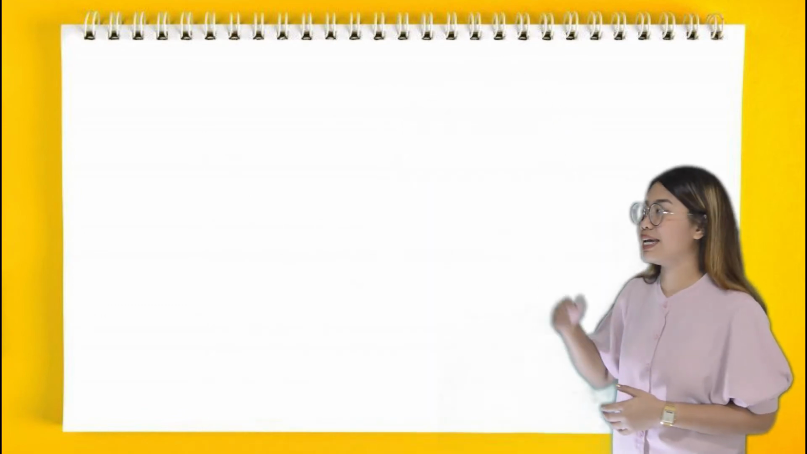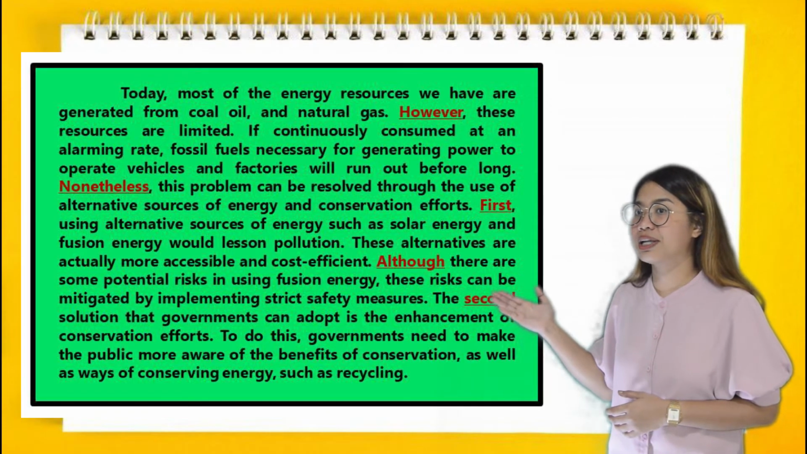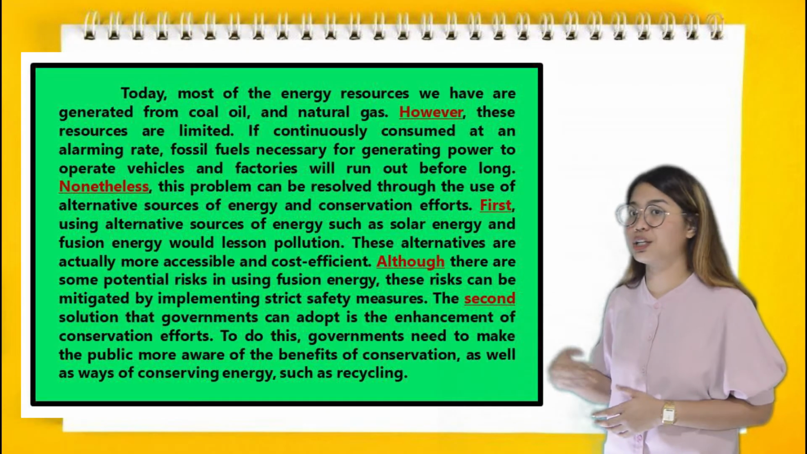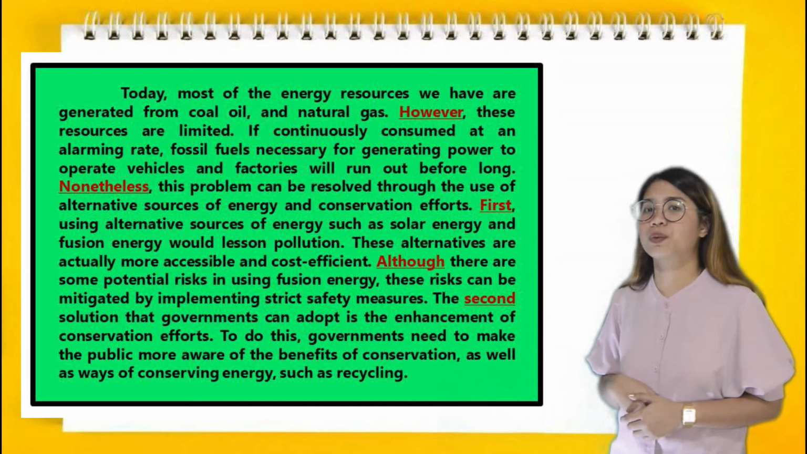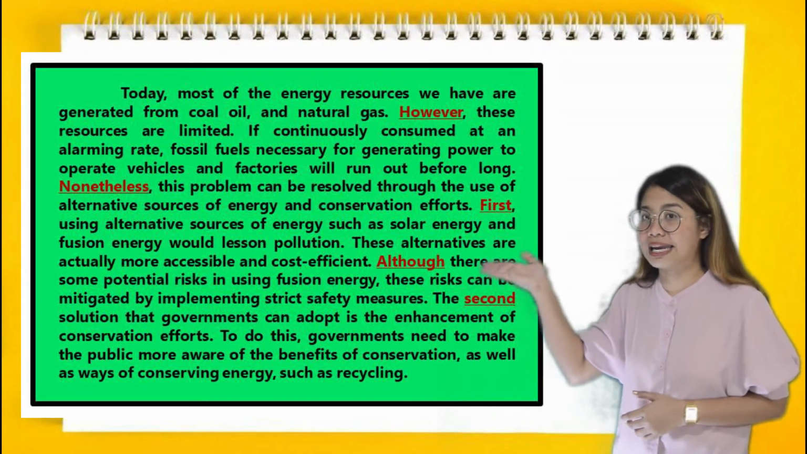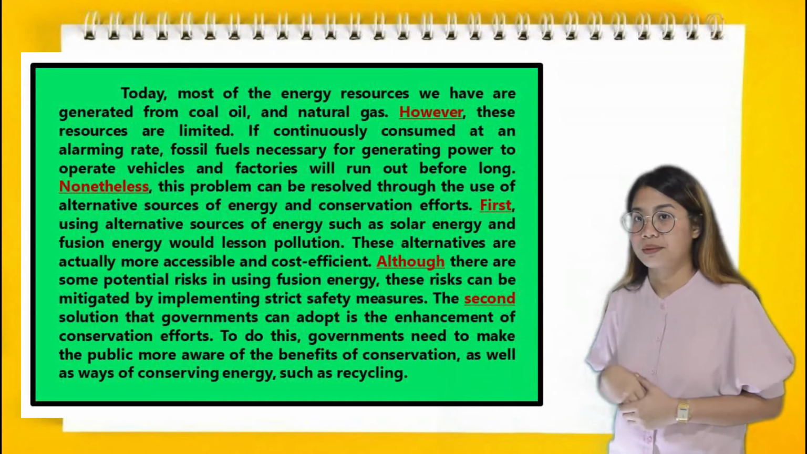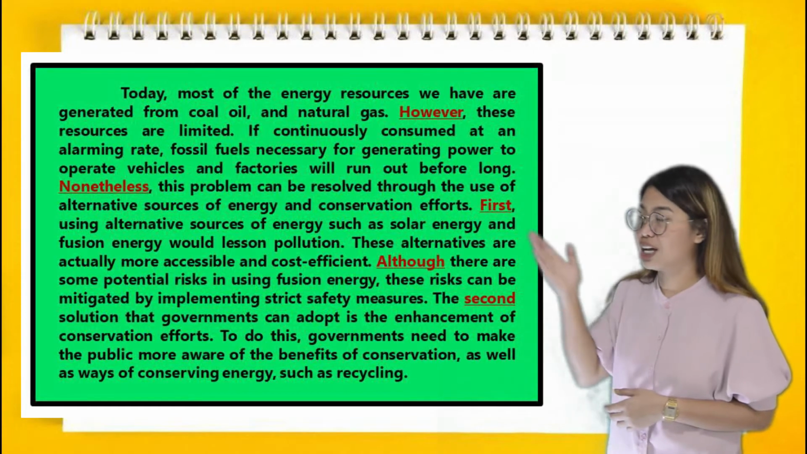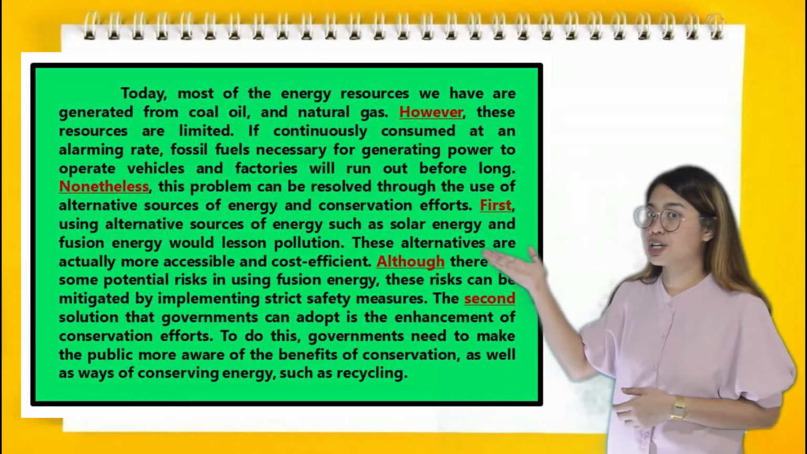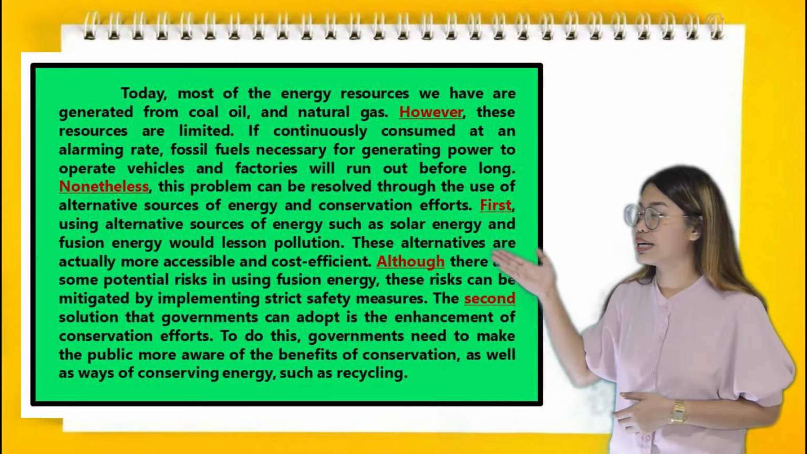Well, you can see in this paragraph, the underlined are some of the signal words found in the paragraph. So how many signal words can you identify in the paragraph? You have however, nonetheless, first, although, and second.